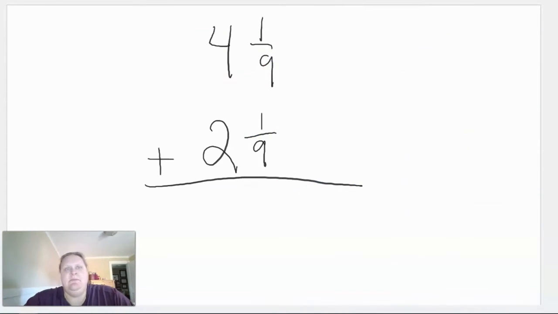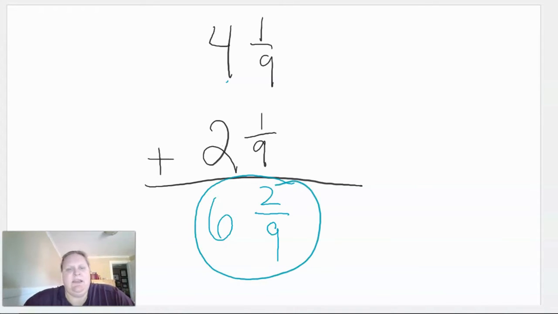For the second method, we can just add. So 4 plus 2 is 6. 1 plus 1 is 2. And our denominator, we just slide. 6 2/9. That is the add and regroup method.